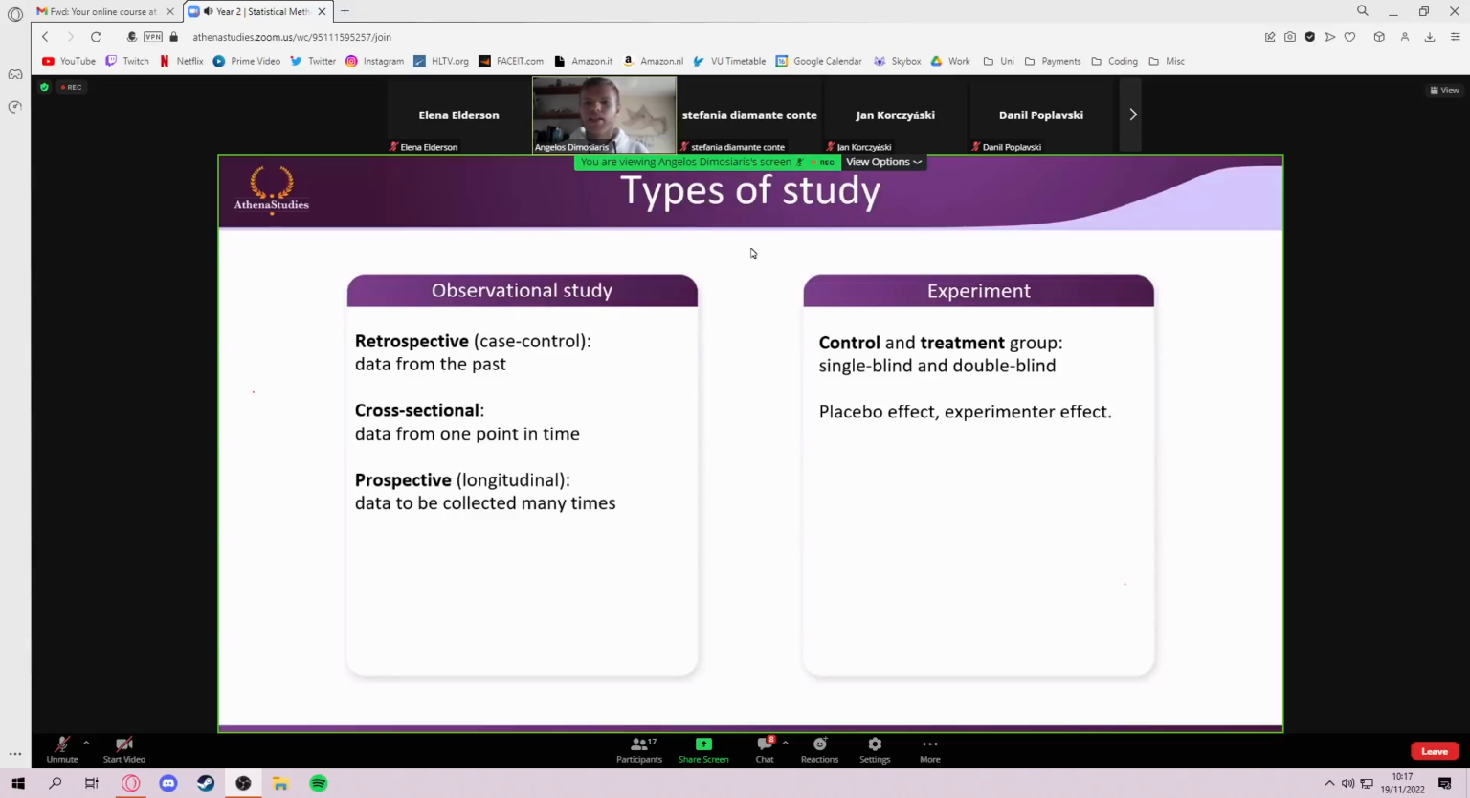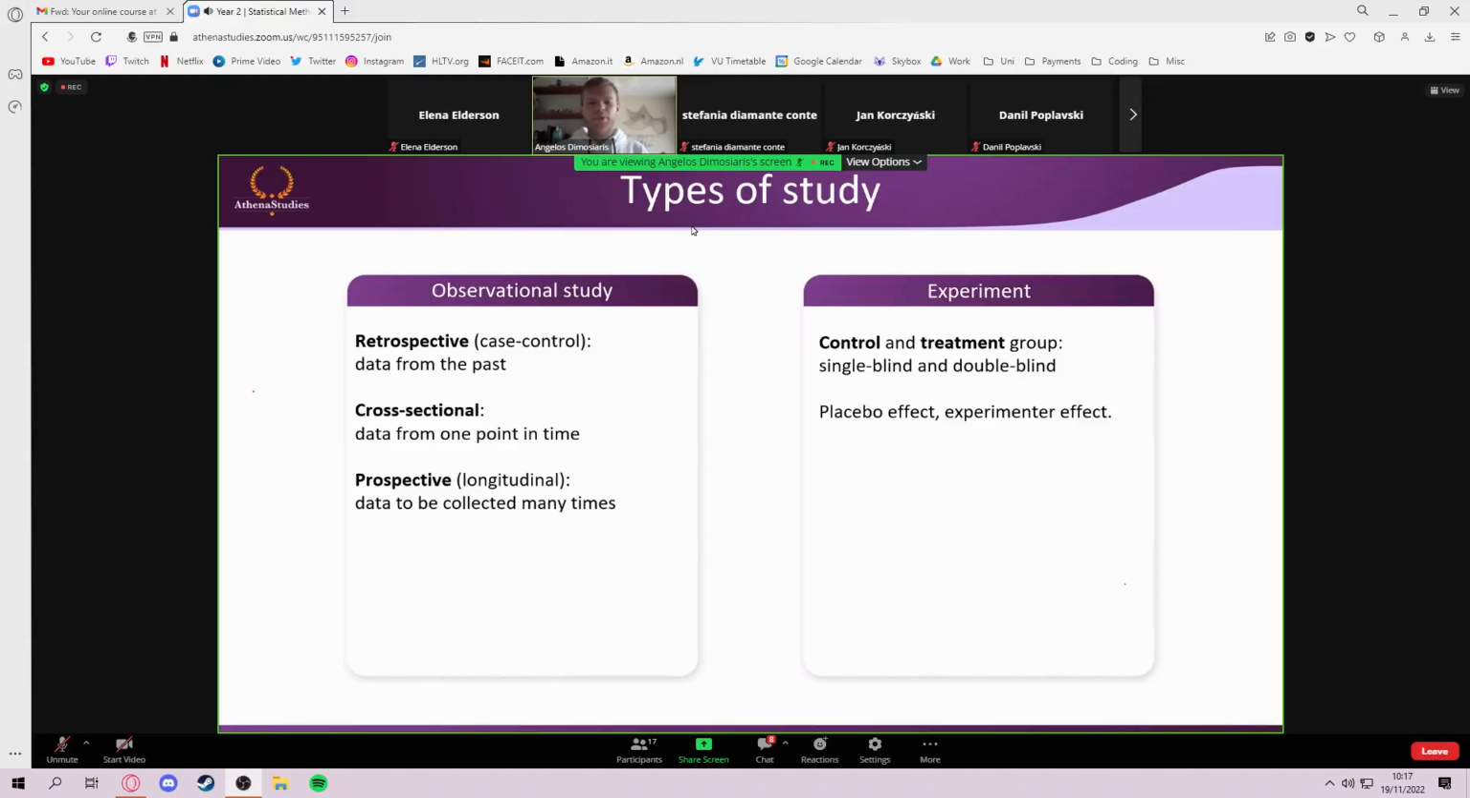Now, when it comes to experiments, usually we have a control and a treatment group. As we remember from the previous slide, when it comes to experiments, we try to change participants, right? We try to modify them. So we take our sample. In most cases, we divide them into the control and the treatment group, and we try to modify the treatment group or the experimental group.